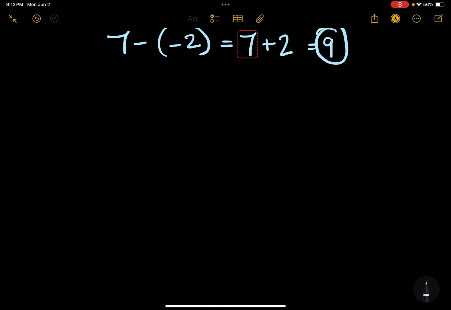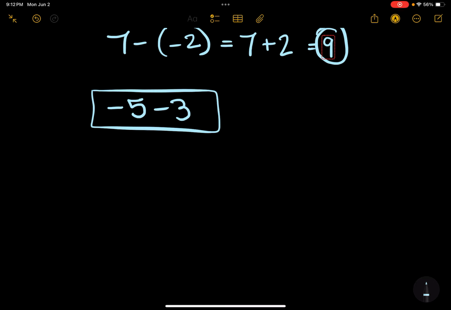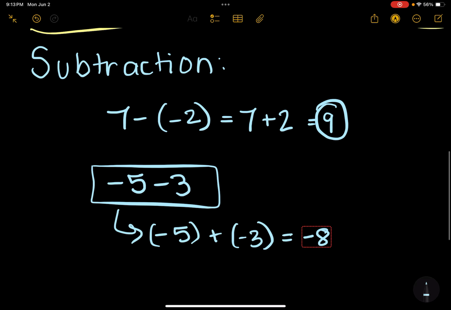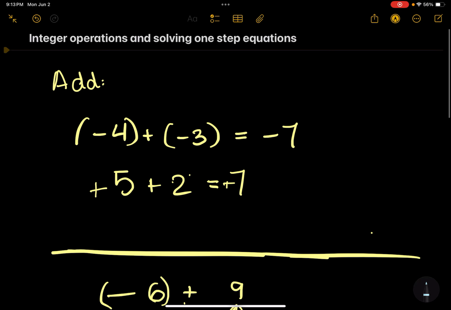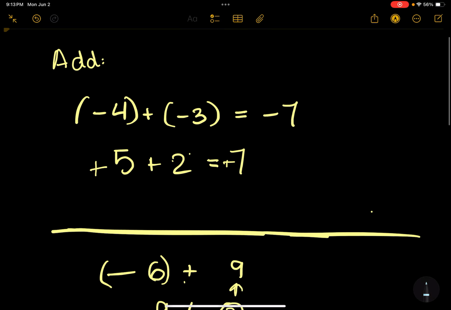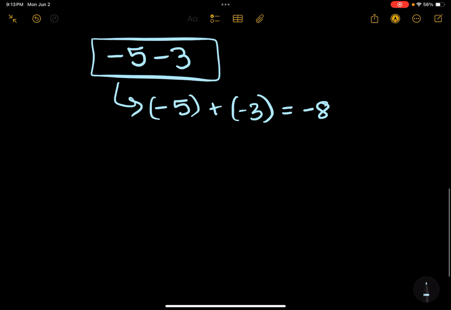Another example is -5 minus 3. You're gonna basically take this and change it into an addition problem. So you can rewrite that as a -5 plus a -3. So this gives us a -8 because we apply the rule up here. Same signs, we put the negative there and you add the numbers. So 5 plus 3 gives us an 8.